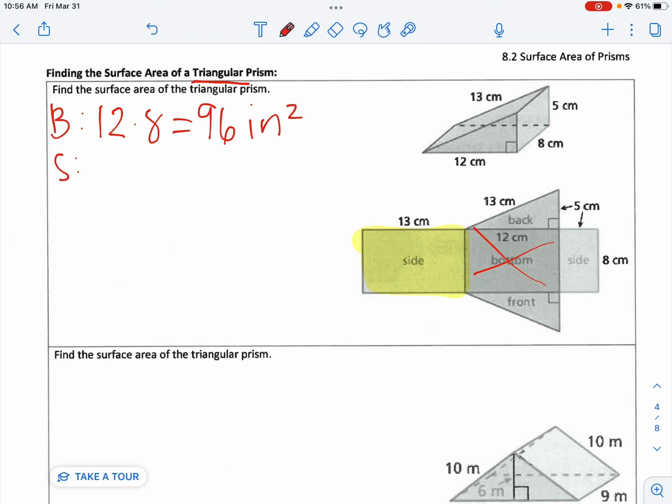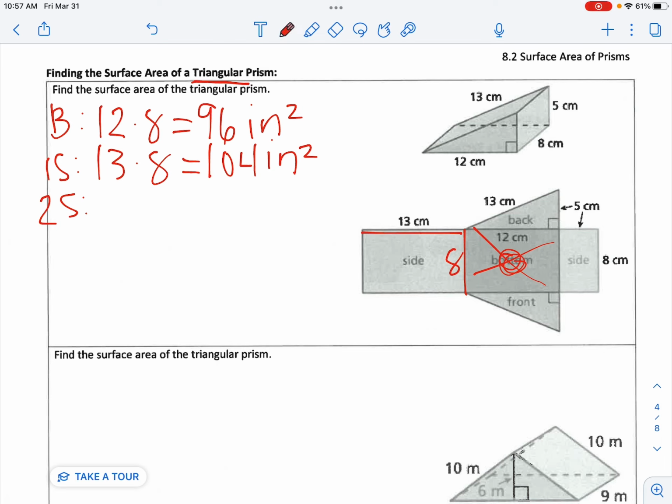So one side, and we'll have 2 sides. So the first side is the one I highlighted. I can see my base is 13. My height, just like this other rectangle, is going to be 8. So we have 13 times 8. And you should get 104 inches squared. Okay. We don't multiply by 2 because there's not another rectangle just like that.